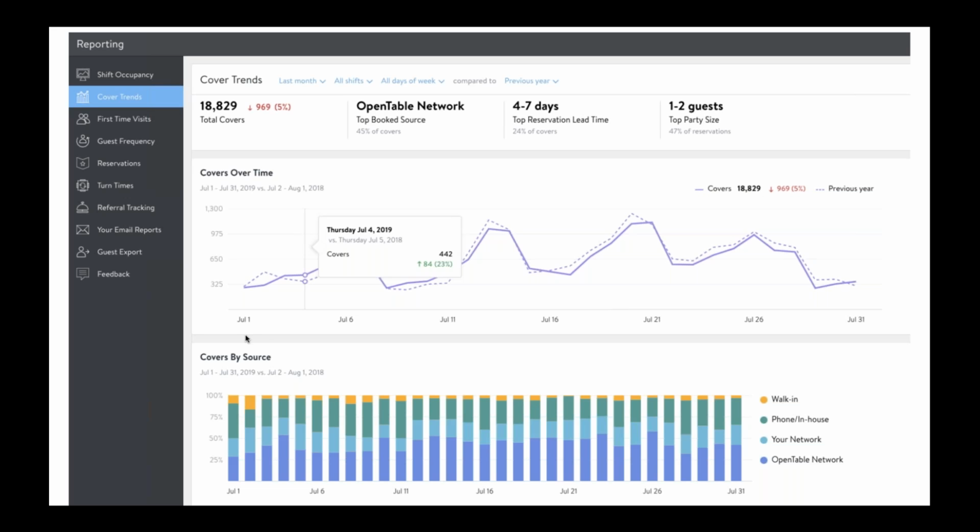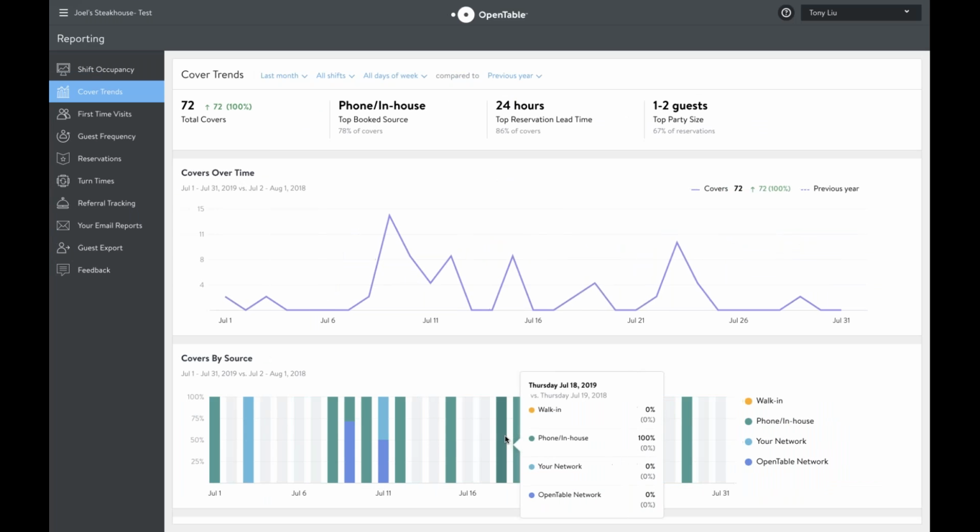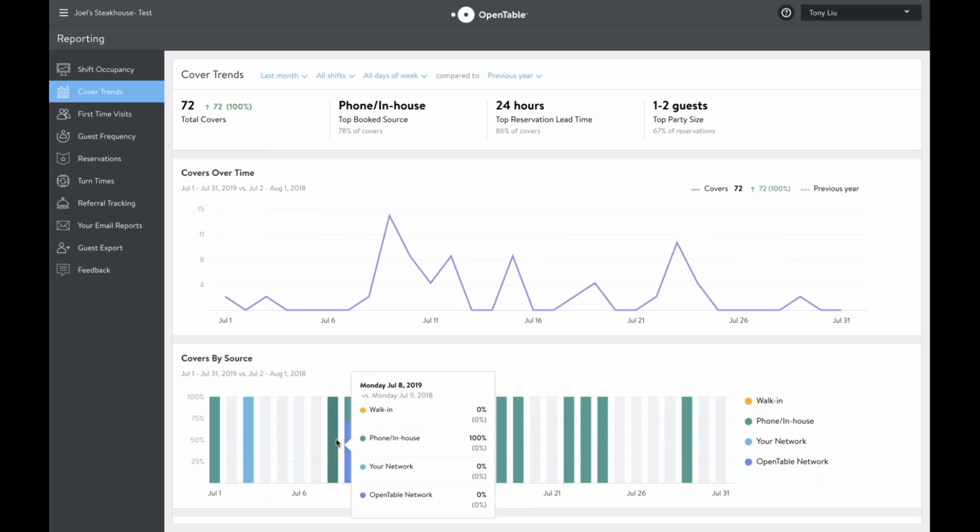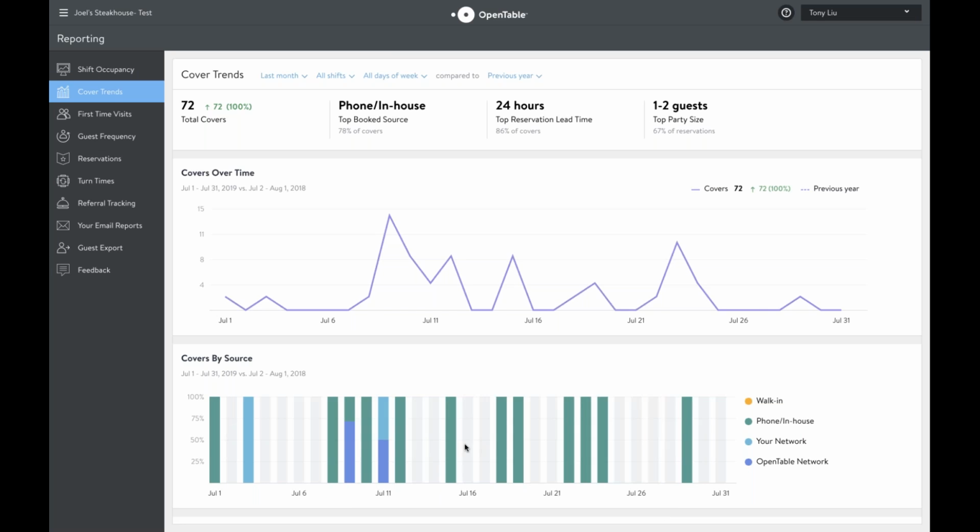Okay. And then the very bottom here, covers by source, breaks down your covers by the different types of sources. So you'll see walk-ins, phone and in-house reservations, and your network and OpenTable network. So you can kind of see this. I'm going to show you the interactivity of it. When you hover over any of this information, you can see the information for each day to give you a breakdown.